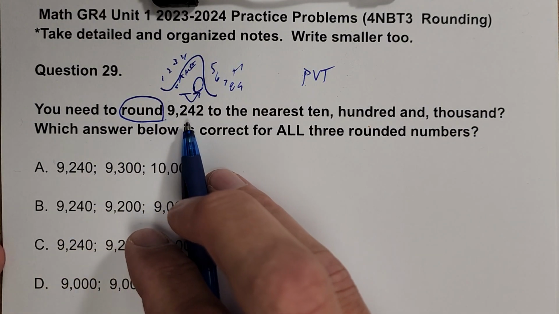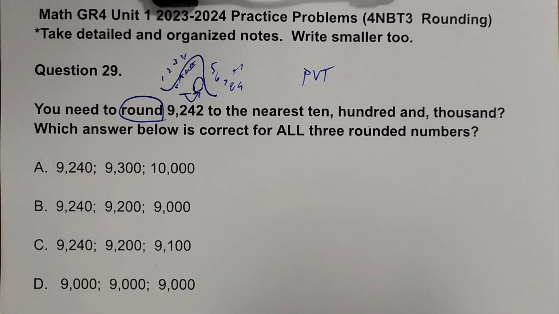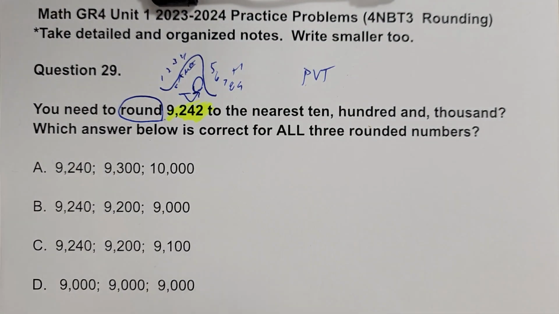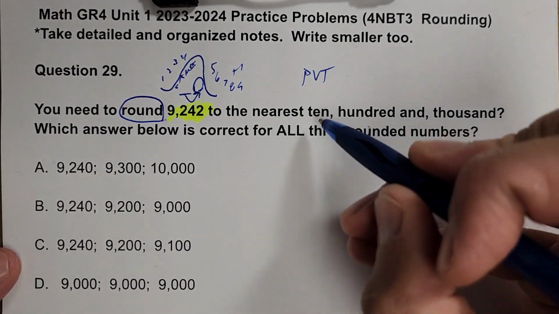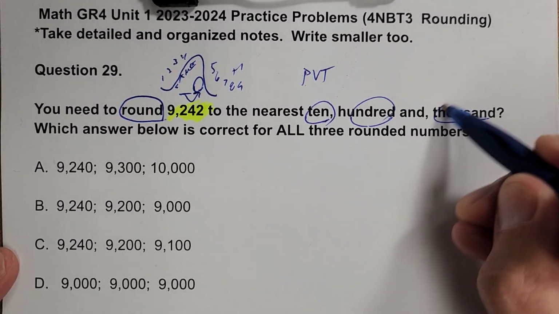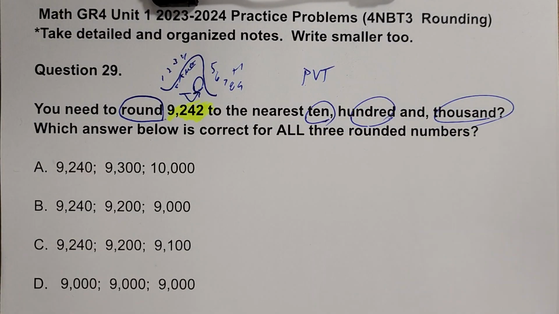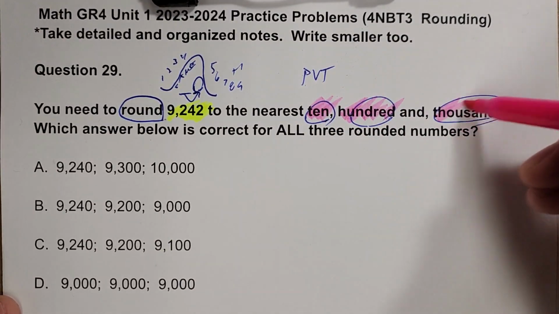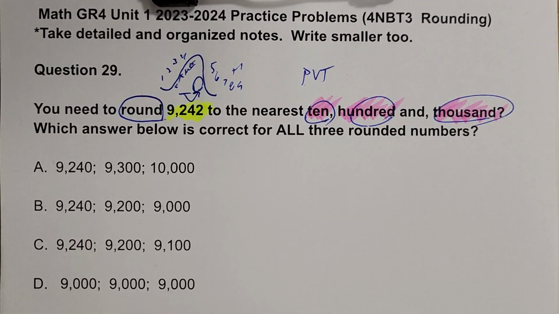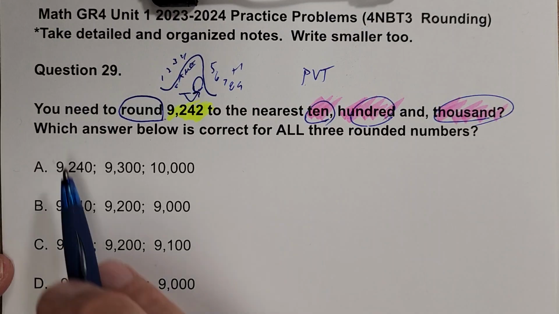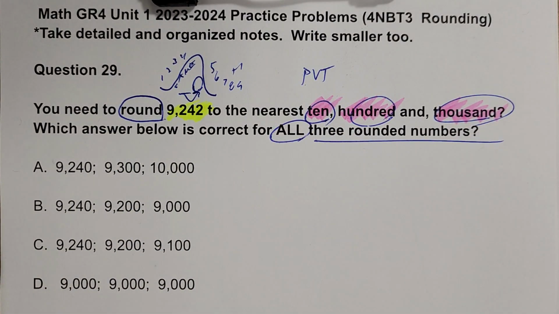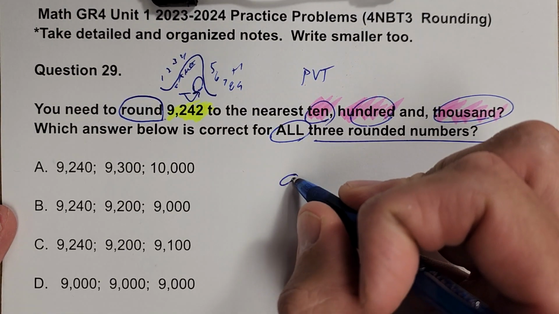You need to round 9,242, so we have our number, to the nearest 10, 100, and 1,000. Wow, so this one's like 3 problems in one. So we're gonna do tens, hundreds, 1,000. Which answer below is correct for all 3 rounded numbers? So here we go. Here's how you do it, all 3.